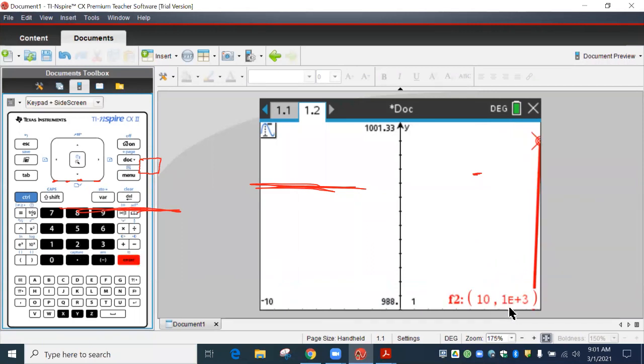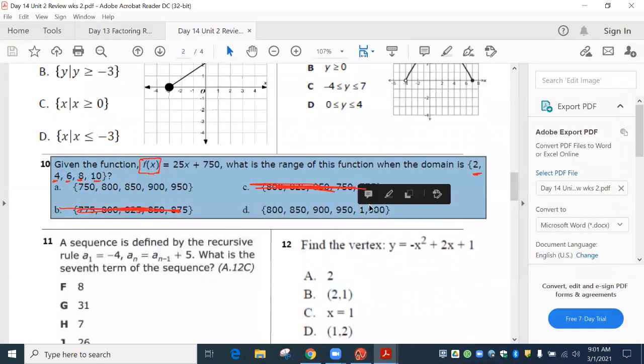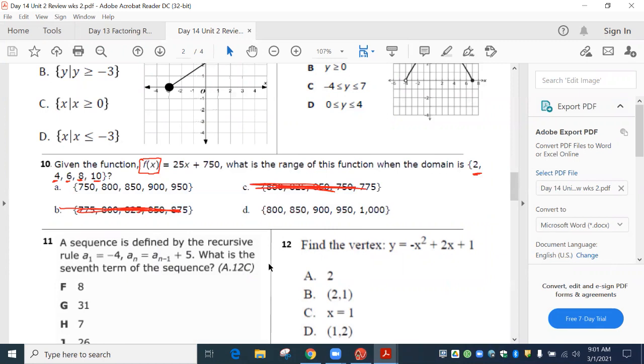Oh, did y'all get this 1e to the 3? First off, that e to the 3 means that there's going to be 3 zeros after. So that would be what, 1,000? And then at some point, we will drill you guys on how to switch that over. I'm not going to worry about it today. So the only one that had 1,000 was D.